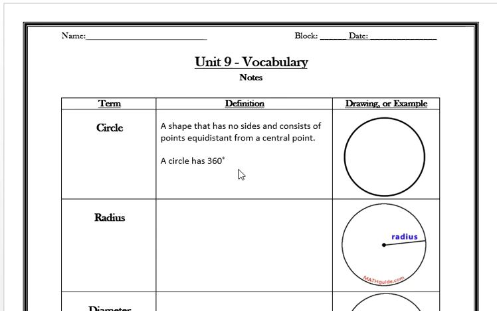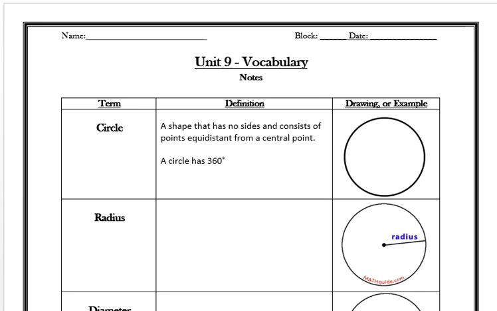And also something to remember is that it has 360 degrees. We've been learning about all sorts of different types of angles so far this year, and a circle is comprised of 360 degrees all the way around. So if you put two 180 degree angles together, you'll get 360 degrees.